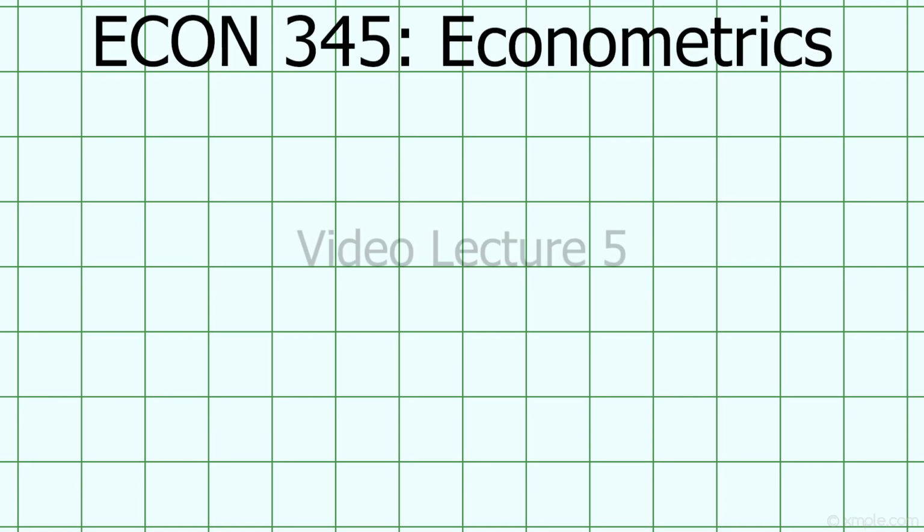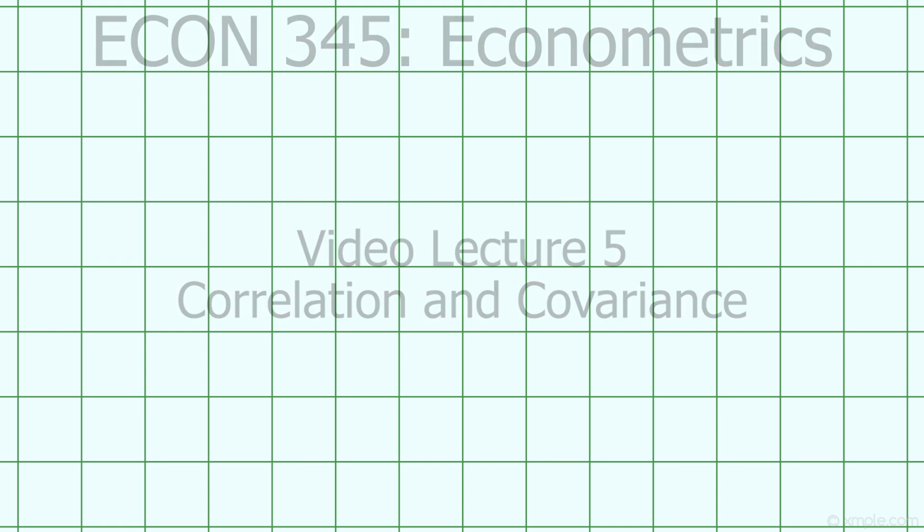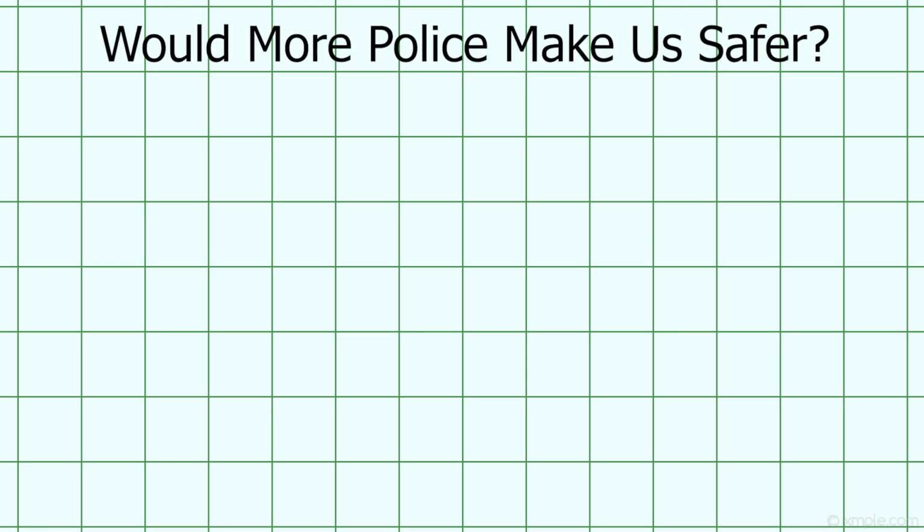Last week, we discussed the gold standard when it comes to identifying causal effects, random assignment. However, many of the questions that social scientists are interested in can't be answered with randomized controlled trials, whether for practical or ethical reasons. For example, let's look at the question, would more police make us safer?